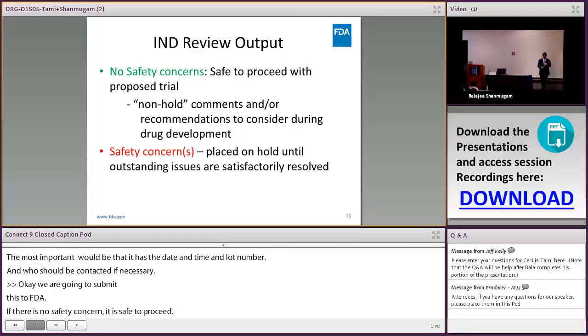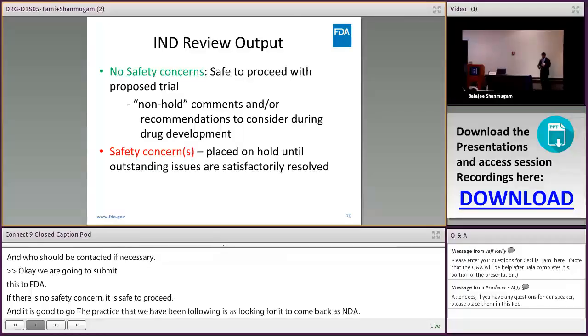Is something missing here? We can add those things as drug development proceeds. These are all called non-hold comments. The one important message, if anything, that you want to take from this conference is, we want to talk to you as soon as possible, when you're ready.